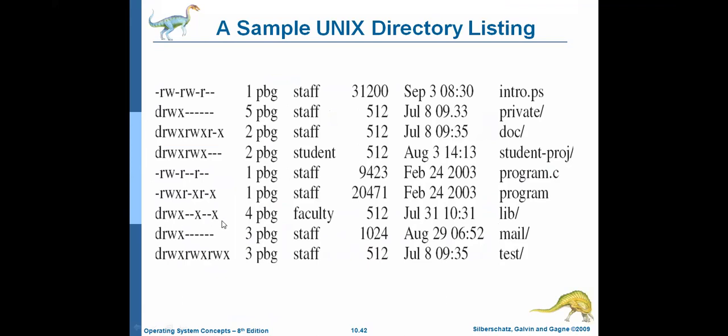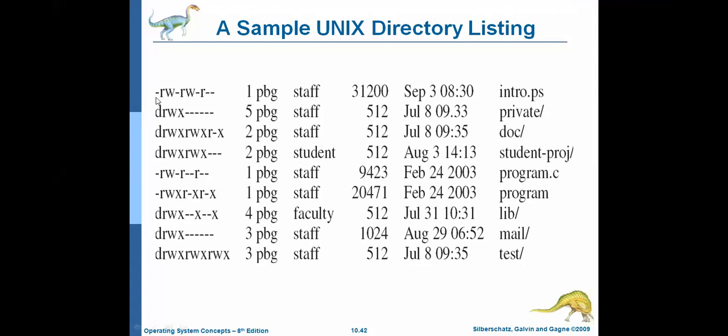If it is a D, then it indicates that it is a directory. Mail. Here the first letter is a D. That means it is a directory. Test. It is a directory. Okay. So observe here. This is a hyphen. No D is present here. Hyphen indicates that program.c is a file. How can I know? Here it is hyphen. Right. And next private, doc, student. All these are directories. Whereas intro.ps, I cannot tell whether that is a file or a directory. How can I know? Based upon the first character.